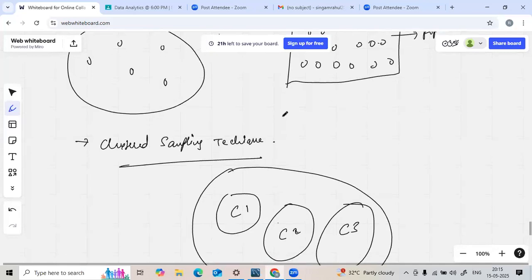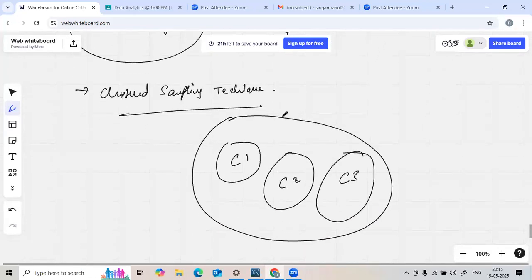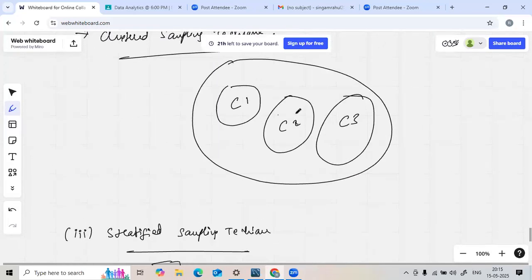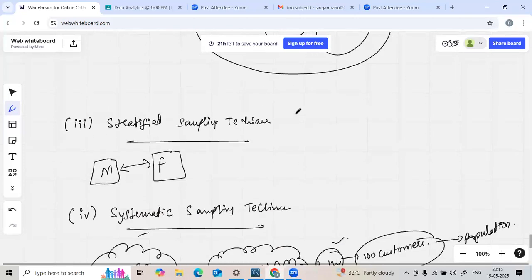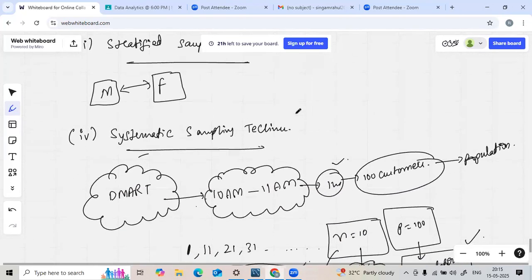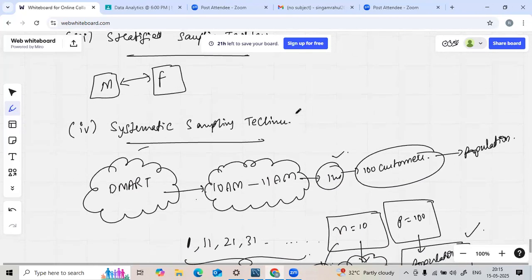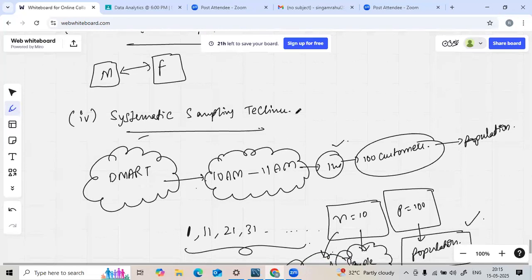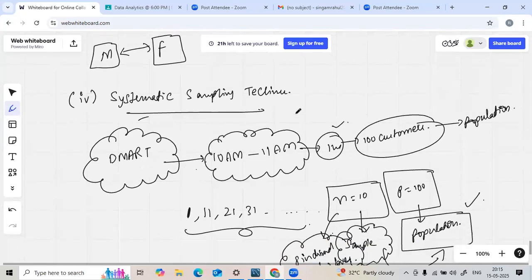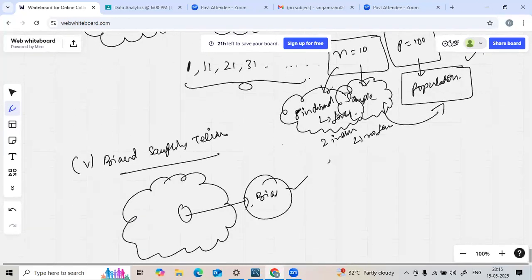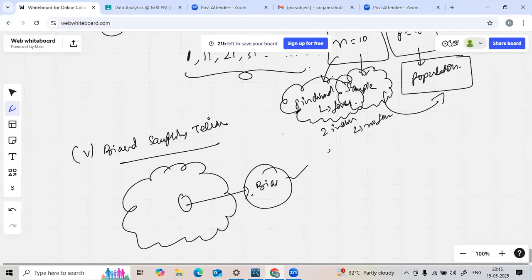Clustered sampling technique is nothing but you are going to create some clusters based on your population. Stratified sampling technique is nothing but you are going to stratify, divide the data based on the requirement. Systematic sampling technique is nothing but you take a sample out of your population based upon some ordering condition, a systematic flow. And biased sampling technique is nothing but, based upon some bias, you take a sample out of your population. And these are the different types of sampling techniques available.